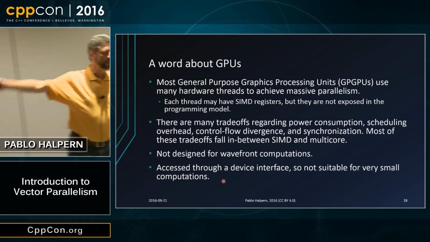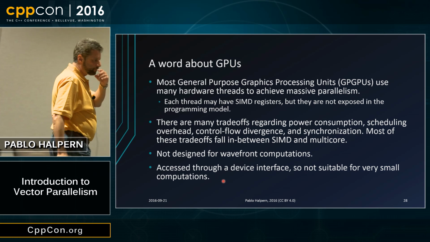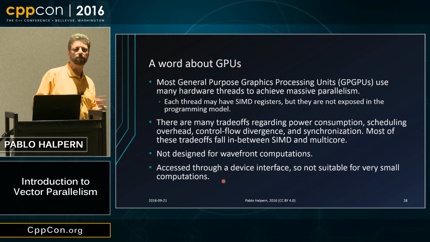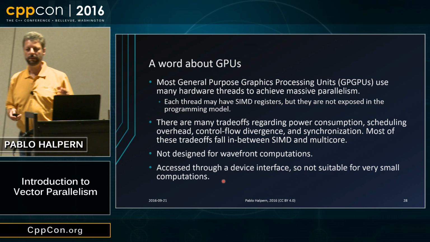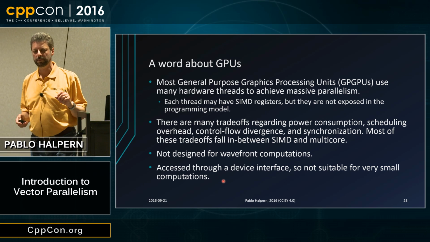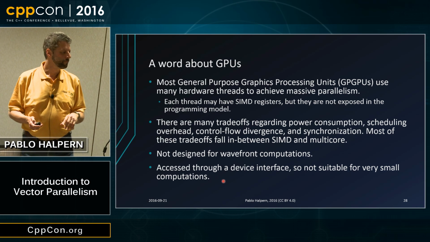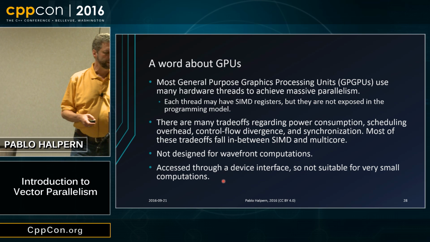You can get this sort of massive parallelism, but there are all sorts of trade-offs, right? They tend to go through a device interface. So for really small computations, you don't want to use a GPU, but for very small computations, you can start getting benefits out of SIMD.